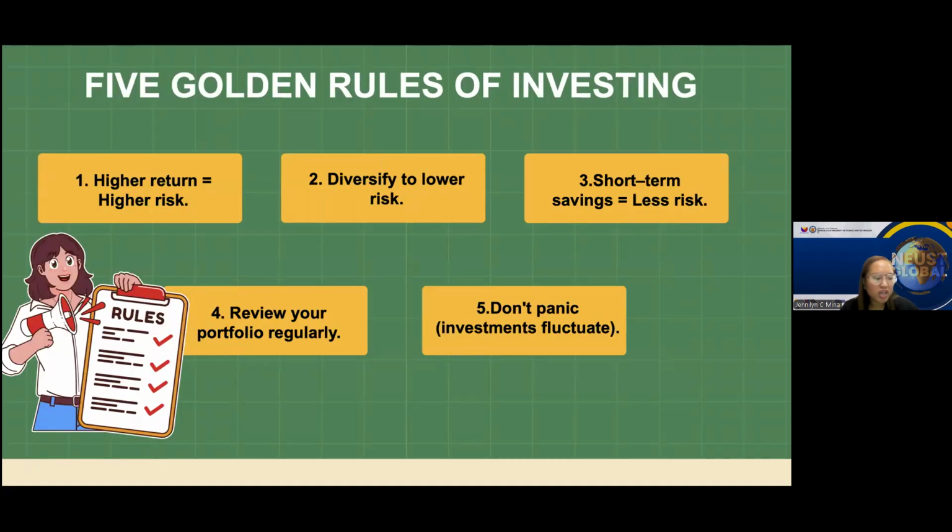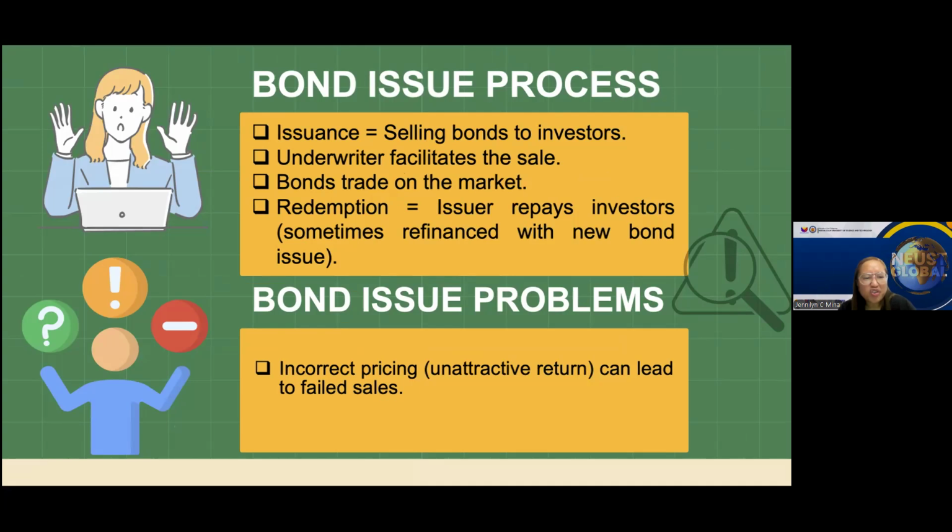So we can also ask, what are the problems that can arise during the bond issue process? Sometimes bond issuing can be challenging. For example, if the bond pricing is incorrect, the return that investors will get is not appealing enough, which would discourage them and so affect their interest level. After that, the bond might not sell and the issuer might not be able to raise the required cash.